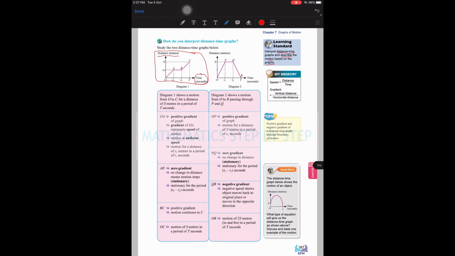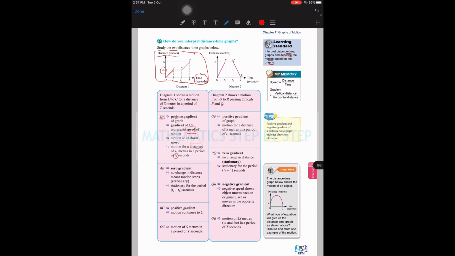From time 0 to t1, it is a positive gradient here, okay? So what is represented by OA? Positive gradient. Gradient of OA represents the speed of motion, okay? This is what we have learned in the previous video. The gradient of a distance time graph represents the speed, okay? So it is with a uniform speed and the distance traveled is s1 meters, okay? In a period of t1 seconds, okay? All this information we can interpret from the graph given, okay?